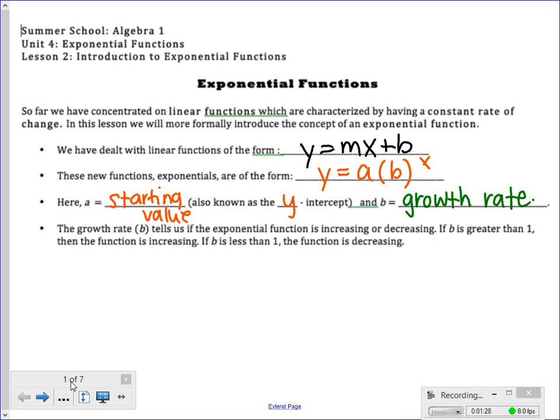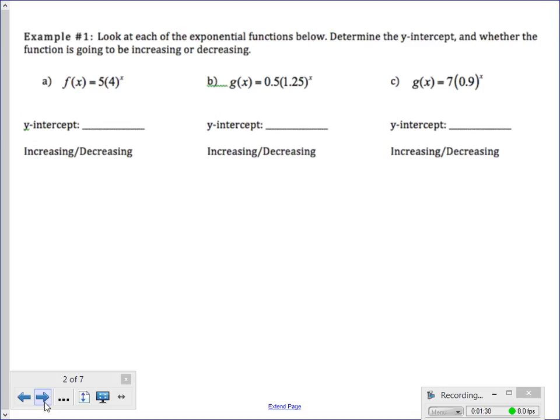Okay, here we go. In example 1, let's look at each of the following exponential functions, and we're going to determine the y-intercept and whether it's an increasing or decreasing function. The y-intercept is always the first number that you see. So here the y-intercept is 5.